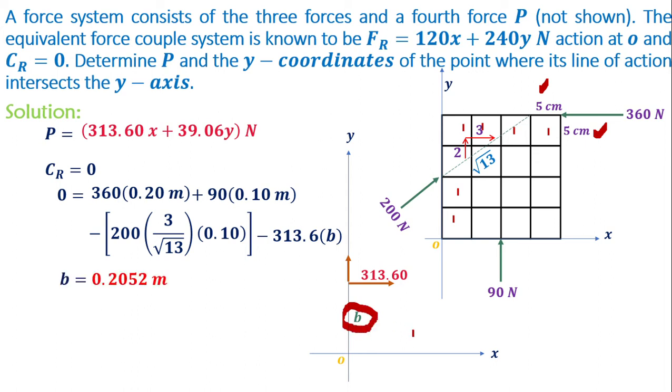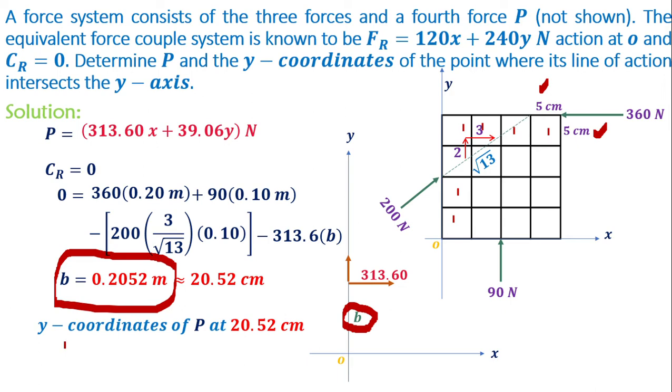Ito yun. Di ba? Makukuha natin ang value ng b. That's the value of b is 0.2052. So, yun yung value ng b. Yung y kasi hindi na natin kinuha kasi magne-negative naman kasi. Ito yung remember, nasa y siya. Di ba? Pag nag-moment tayo, using the couple. Okay. Or more or less, nasa 20.52 centimeters. Yun yung location ng ating value. Okay. Yan. So, sabi dyan, y coordinates of P is at 20.52 centimeters.